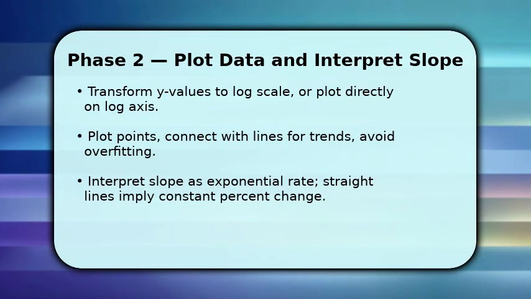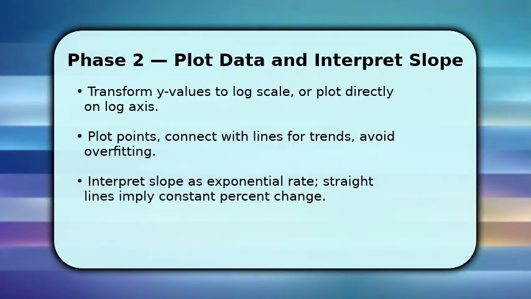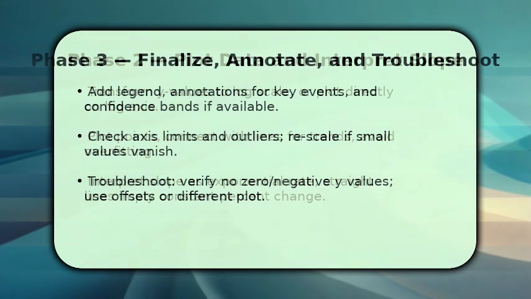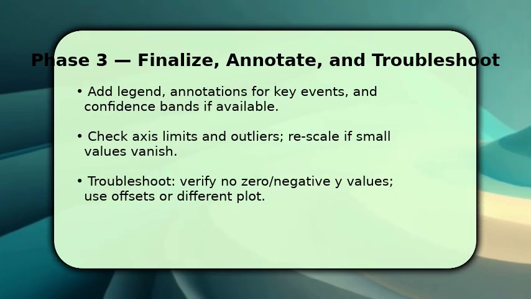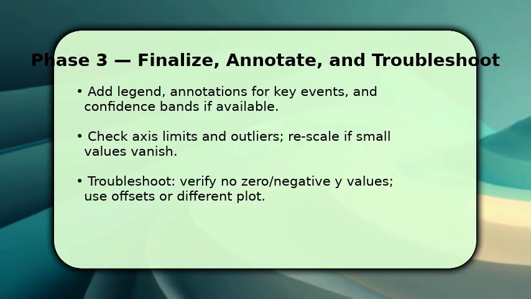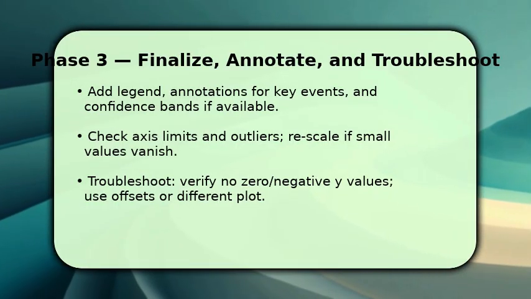Make sure to examine slope. On a semi-log, a straight line means constant percentage change. Steeper slope equals faster exponential growth. Use transitional phrases to compare segments and calculate growth rate from slope when you need precise percent per time figures. You finish by annotating important points, adding a legend, and if available, confidence bands to show uncertainty.